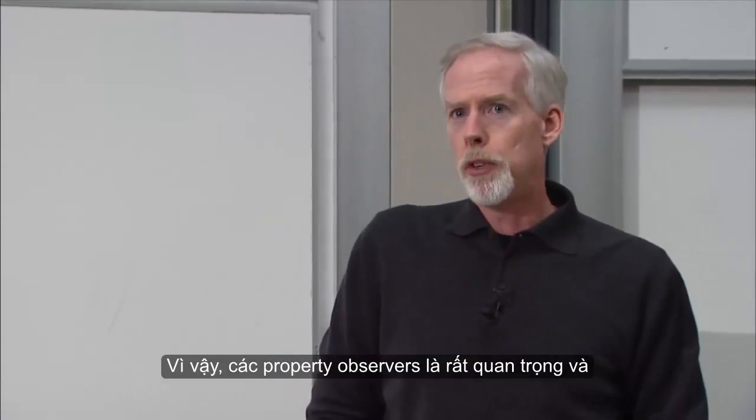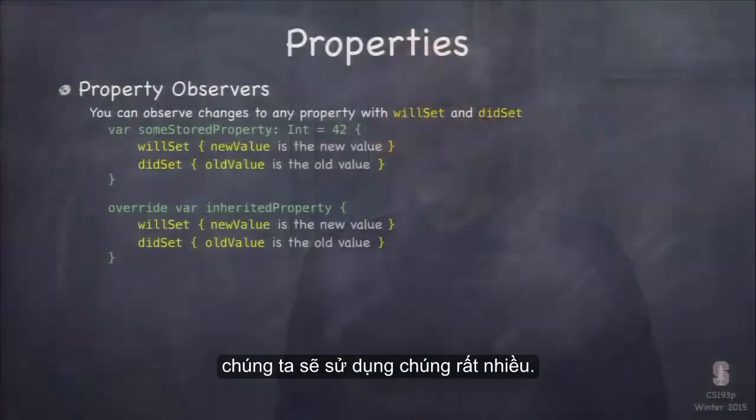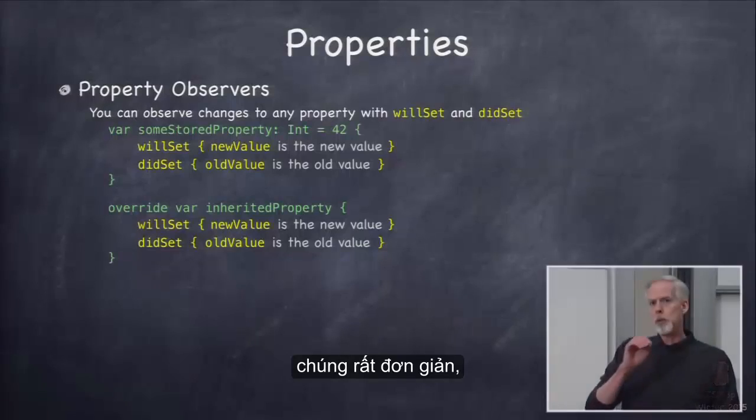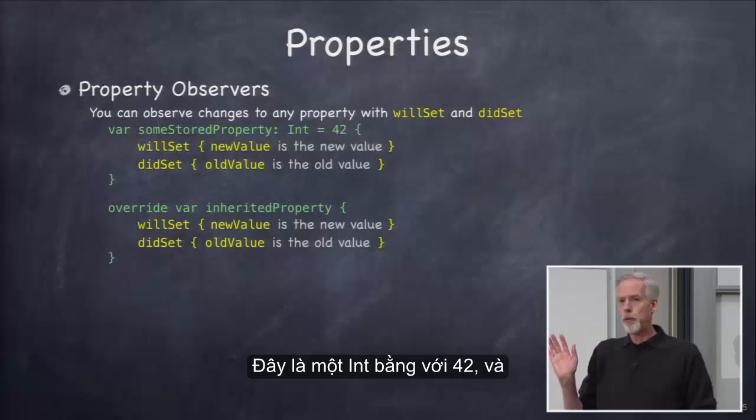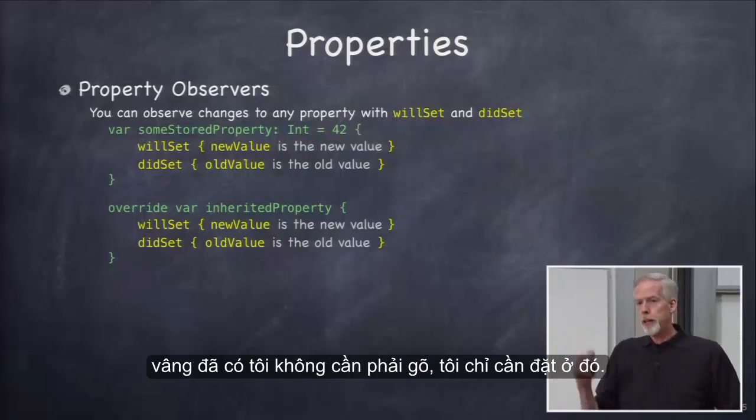So property observers are very important, and we're going to use them a lot. They are very simple. You have a property, like here I have some stored property. It's an int equals 42. And yes, I didn't need the type there.